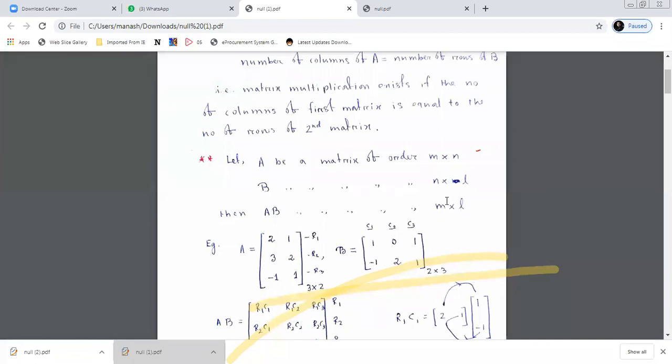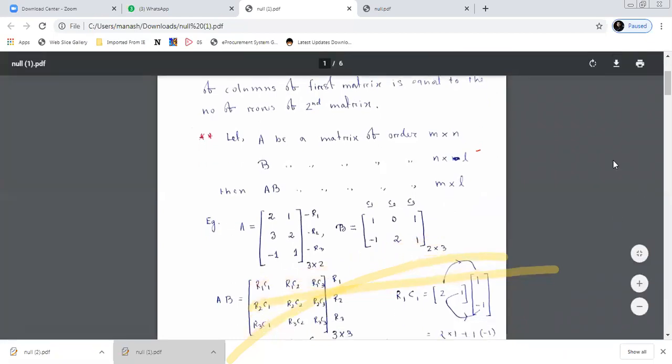M by l. See here, what is the order of A? This is m by n. And what is the order of B? This is n by l. These two n will cancel. Now what is the order of AB? It is m by l.